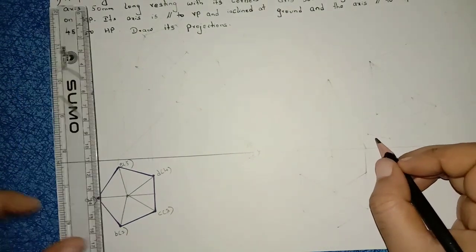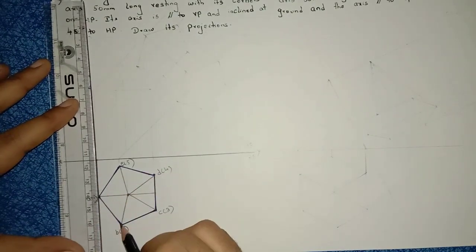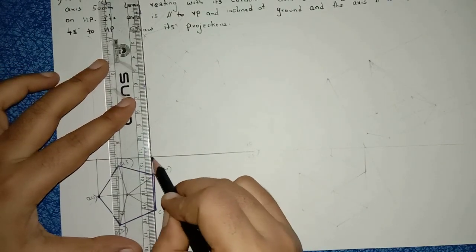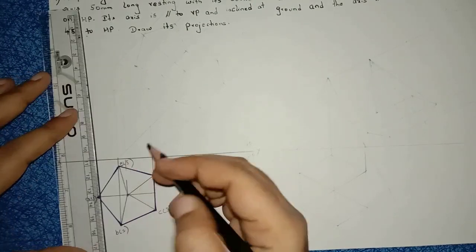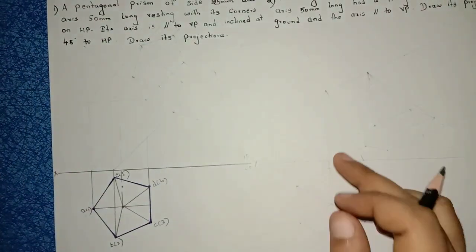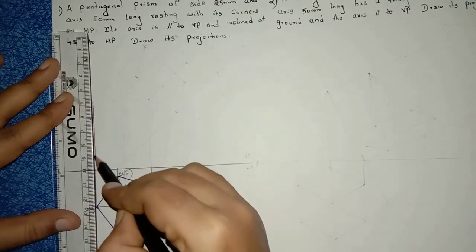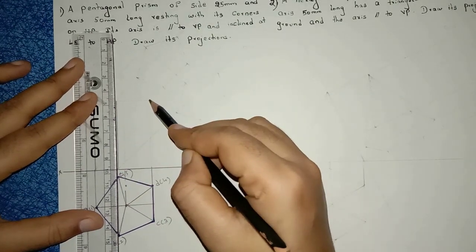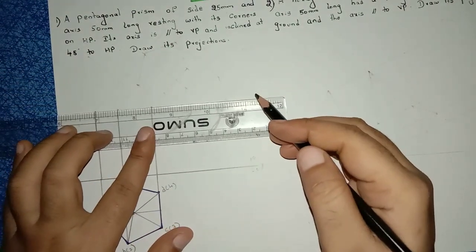Right, now after that project all these corners till this reference line: A of 1, B of 2, E of 5, C of 3, D of 4, and from the axis line also. Axis line should be dash dot. Right, now axis height is 50 mm. From every corner take 50 mm, take 50 mm, take 50 mm, right, and join this one.